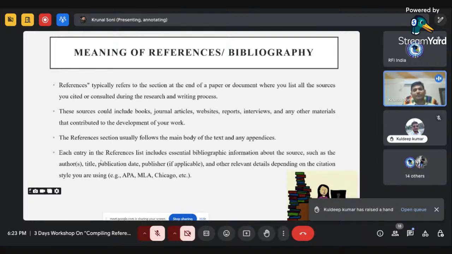And those references and bibliography we take up in APA, MLA, Chicago, etc. Right? So these are the things we take up in different styles, like APA style, MLA style, Chicago style. These are the different styles from which we take those data, right? So this is the meaning of references and bibliography.